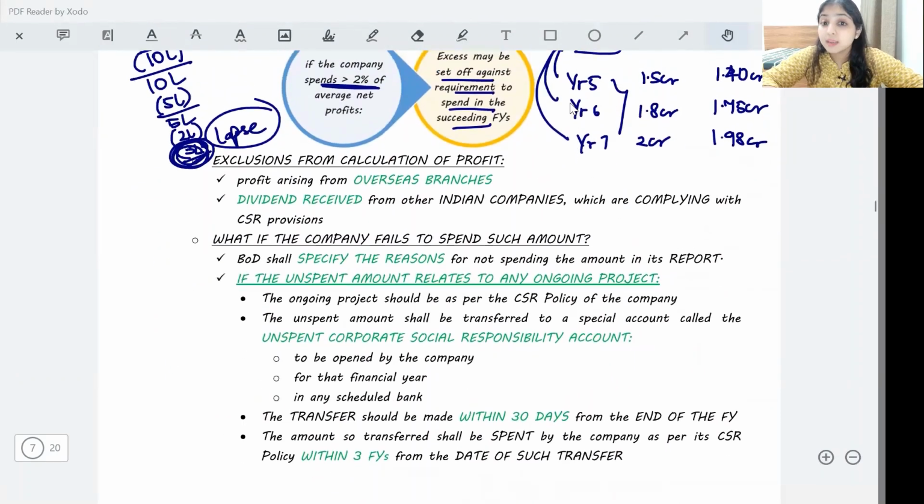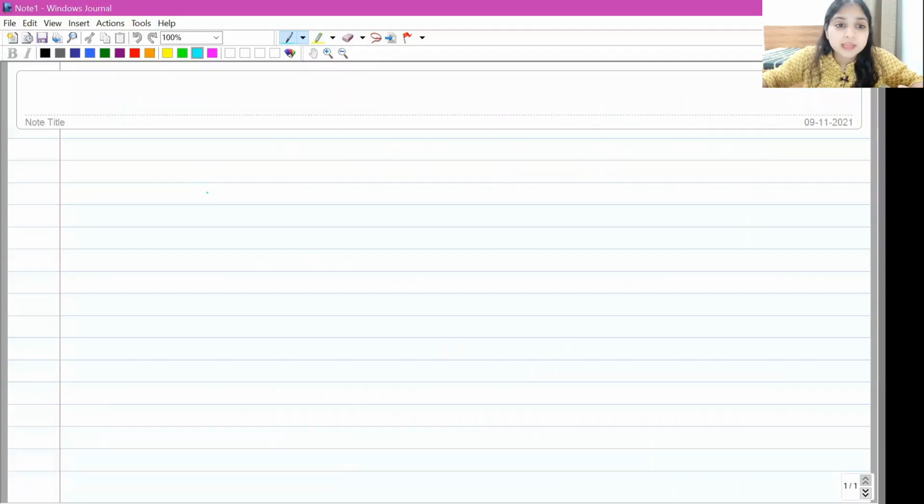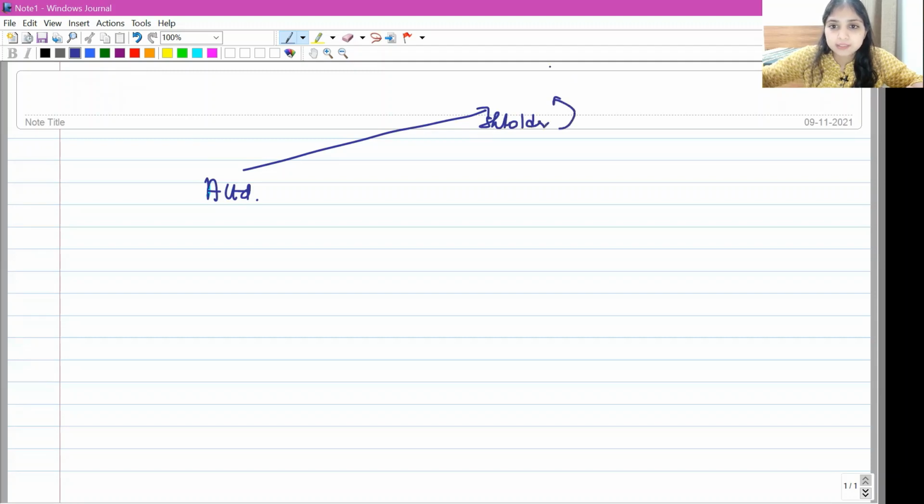Okay, guys. And then net profit, we are having so much discussion about net profit. How to calculate this net profit for CSR? To calculate net profit, don't consider the profit of overseas branches. If you have a branch outside India, profit of that branch you don't consider. Also, if your profit includes dividend income, basically, let me discuss this concept with you here. Let us say we're talking about A Limited. A Limited is also a shareholder in B Limited.